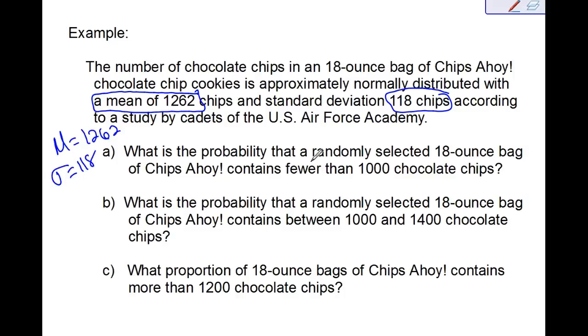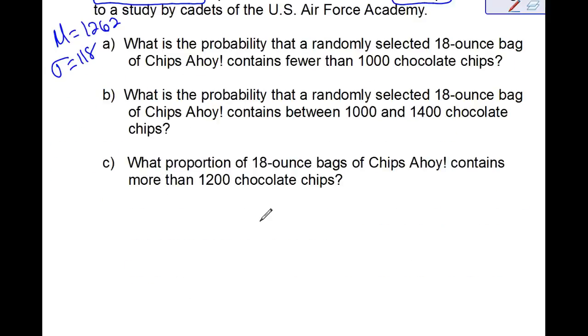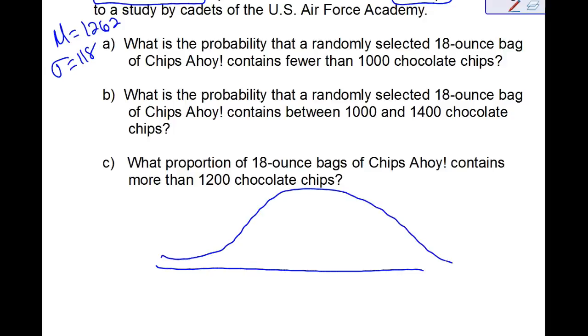What is the probability that a randomly selected 18-ounce bag of Chips Ahoy contains fewer than 1,000 chocolate chips? Let's just start with A, and we'll forget about B and C for a moment. So part A says fewer than 1,000. So first thing to do is to draw your normal distribution curve. So right here is our middle, our mean. That's 1262. We want to look at fewer than 1,000. So right here is about 1,000.